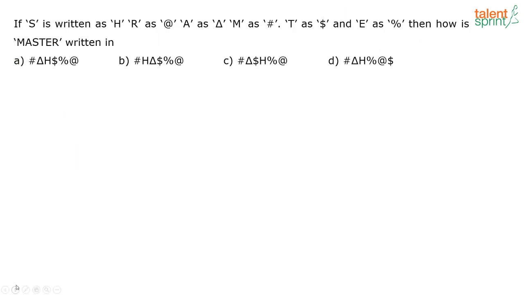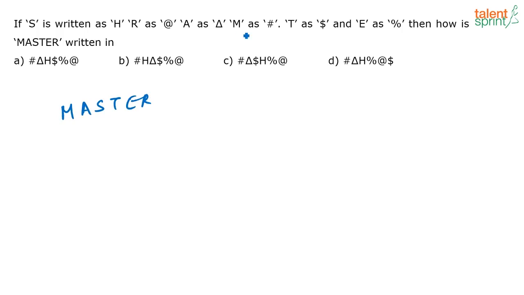So this is symbol coding. S is written as H, R as ampersand, A as triangle and so on. Now, how is master written in this code? Again, very easy question. You just have to compare and write. See, these are mark scoring questions. If this comes in the examination, you should see to it that you get the answer correct.